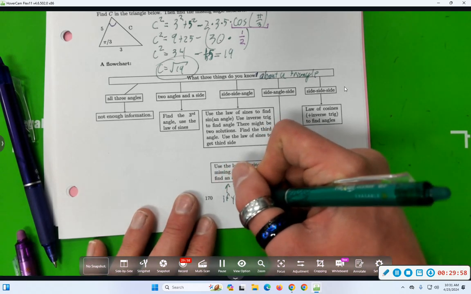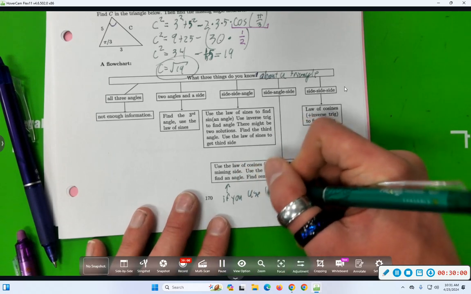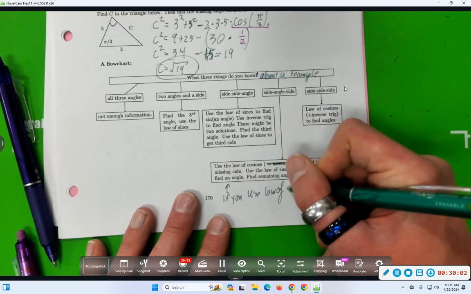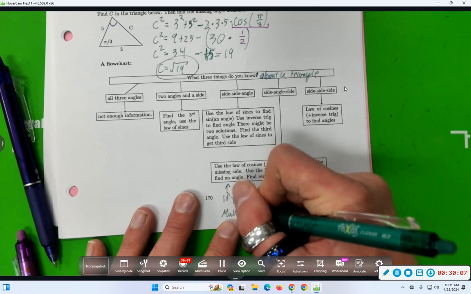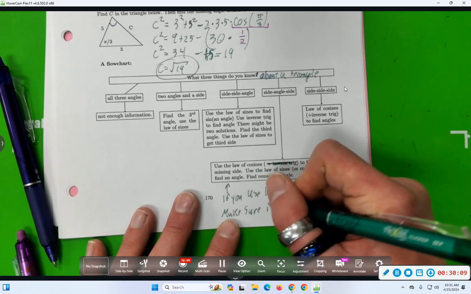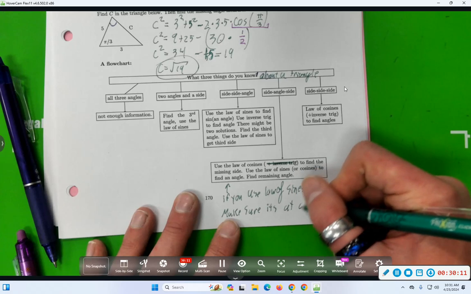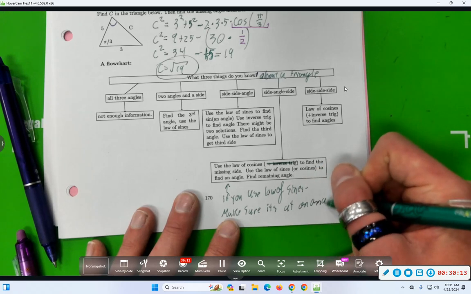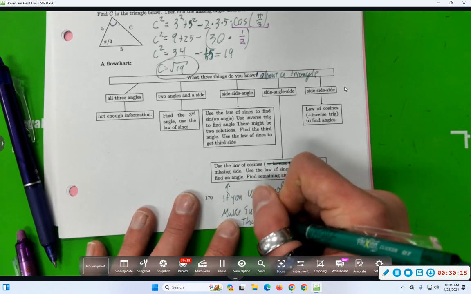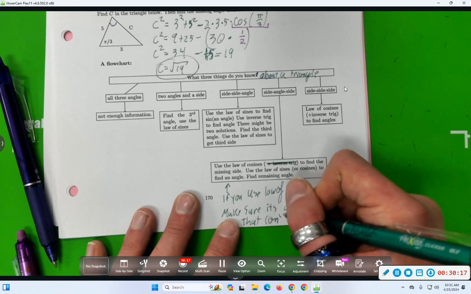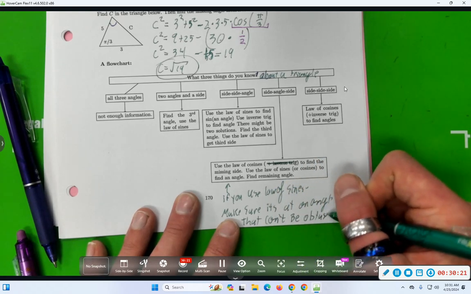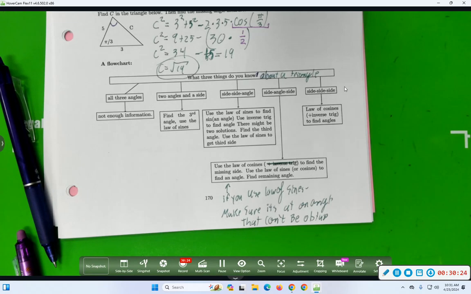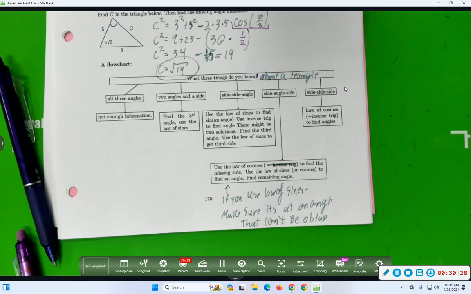If you use the law of sines, make sure it's at an angle that can't be obtuse. That seemed like a decent summary of what we just did on this previous example?